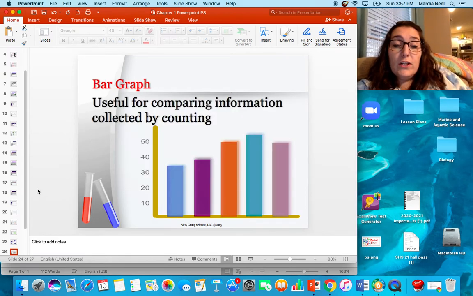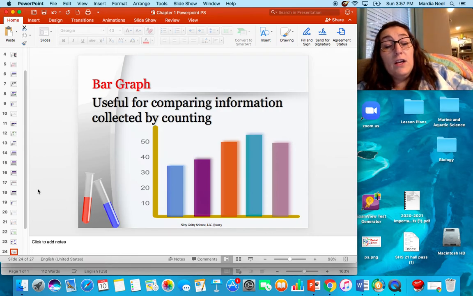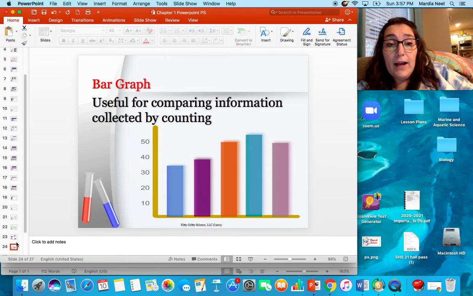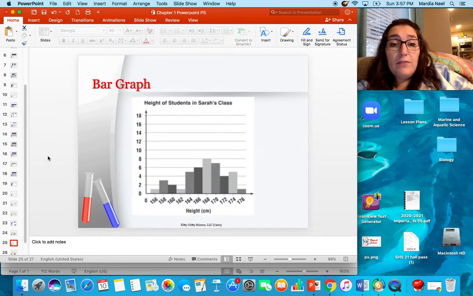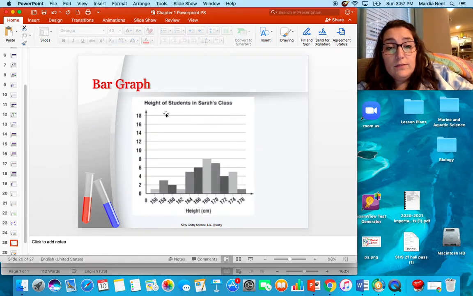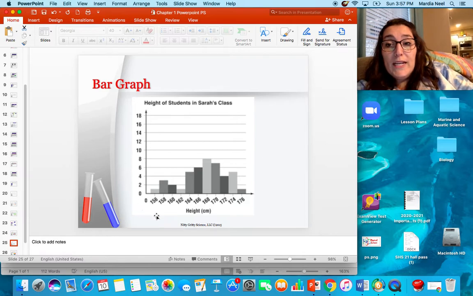The next graph we're going to look at is a bar graph, and that's useful for comparing information by counting. 20 people brought their lunch from home today. 30 people are eating school lunch. We would put that information in a bar graph. We need all of the same parts in a bar graph that we would need in a line graph. So we need a title. We need to know what we're measuring or what all of these bars represent. For this one, it represents height in centimeters.